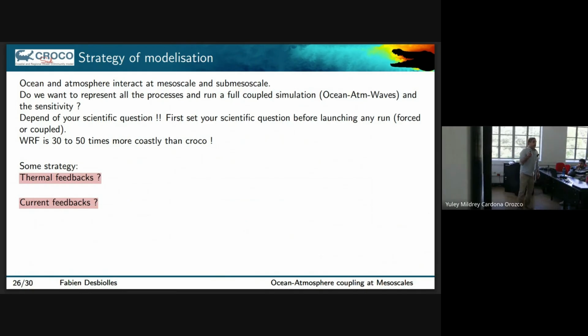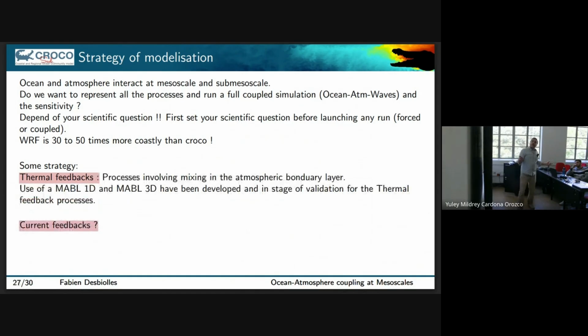For thermal feedback, you remember there are some processes that induce mixing. So it's very hard to represent that without a model, with a simple parameterization. But what we are doing currently, and what we are trying to develop, is a very simplified and lighter atmospheric model just for the marine boundary layer, 1D or 3D. We are currently developing that, and it's at the stage of validation for the thermal feedback processes.